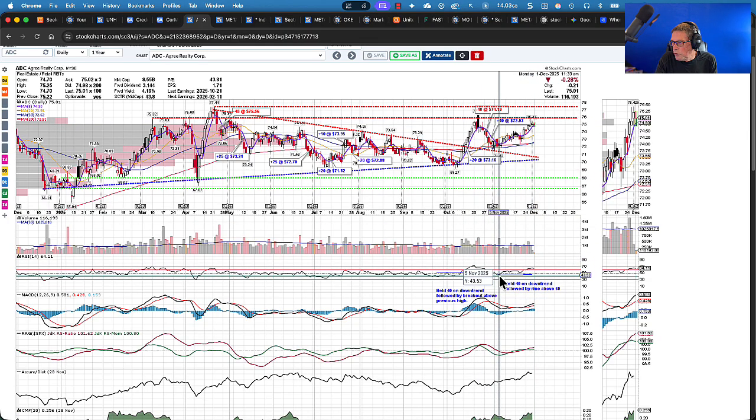We did have a pullback again to the 40 line. And I like it when a stock pulls back and it holds that RSI of 40. That's better than actually moving back down into an oversold condition. So then what we see here is it has broken above the 60 line. And today it's pulling back a little bit, but I still think that ADC is going to perform well if we get a rate cut in December.